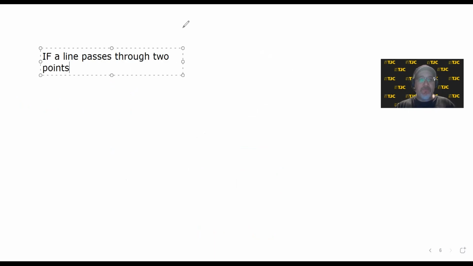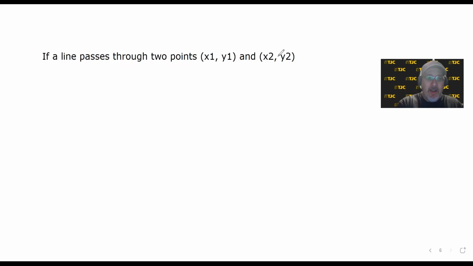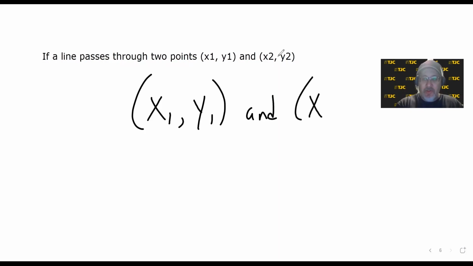So we'll say it like this. If a line passes through 2 points, we need to write their coordinates generically. So we're going to call the first point x1, y1 and x2, y2. Now, normally when I write this, I would be writing subscripts. So in other words, I would normally be writing x subscripted with the 1, y subscripted with the 1, and x subscripted with the 2, and y subscripted with the 2. But since I can't type subscripts in the word processor in Zoom, the best I can do is just write x1 and y1, x2 and y2.